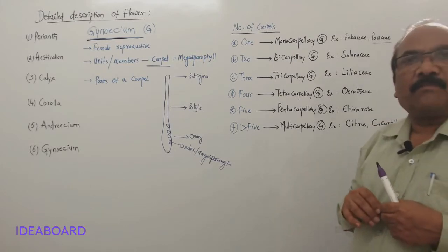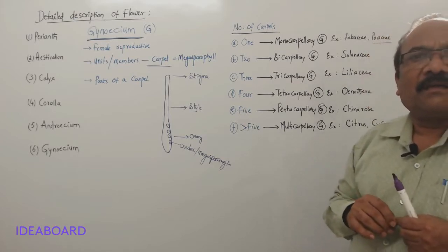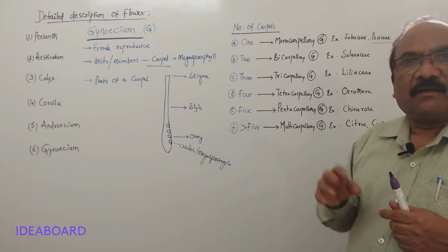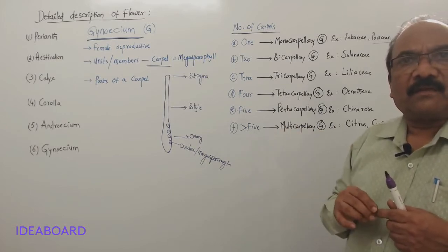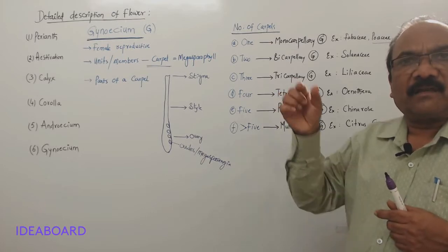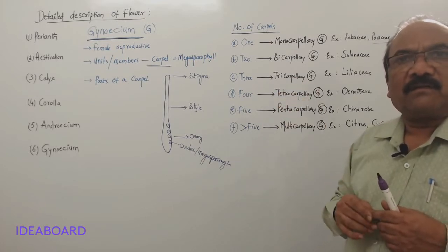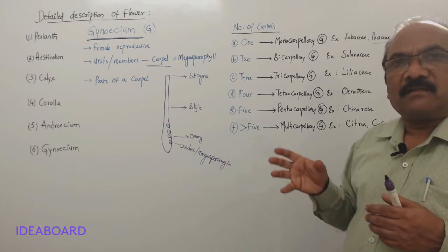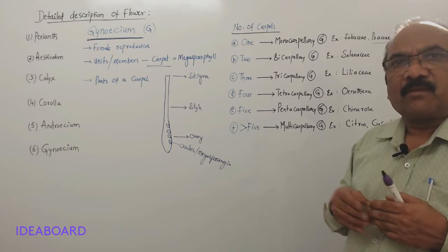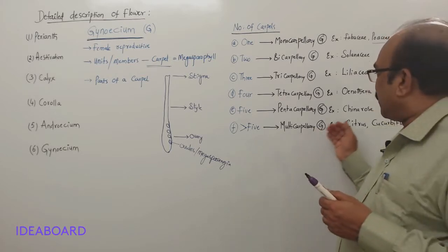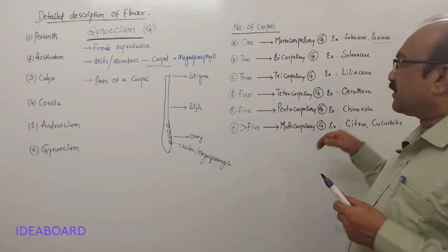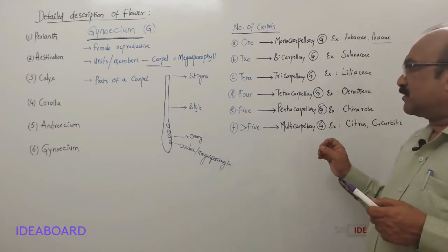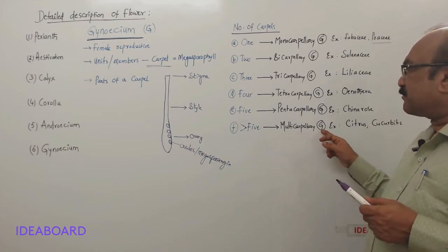Cucurbits means all the members that belong to the family Cucurbitaceae. Like what? All gourds: bitter gourd, angular gourd, snake gourd, bottle gourd. I think you have heard about these gourds. And also pumpkin, cucumber, all of them belong to this family, Cucurbitaceae, and hence they are all called cucurbits. In all of them, the gynoecium is multicarpellary gynoecium.